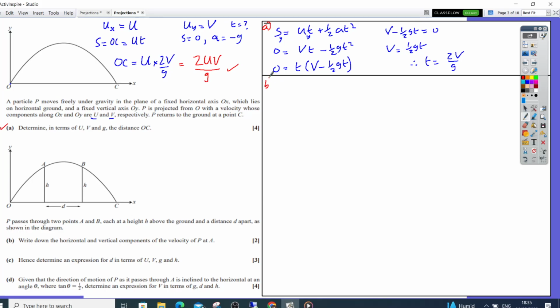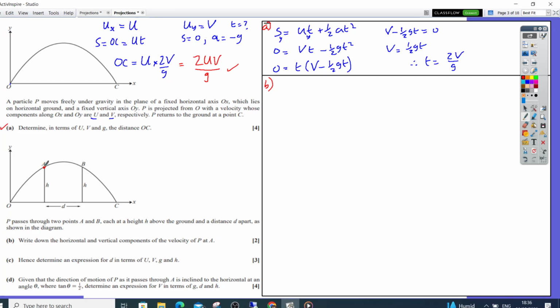So let's go on to B now. If we look at B, so here it goes: P passes through two points, A and B, each having a height of H above the ground and distance D apart, as shown. Write down the horizontal and vertical components.